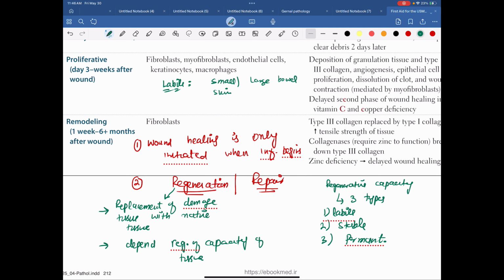Then after that, we also have the bone marrow. Bone marrow is an example of labile tissue. In the bone marrow we have the hematopoietic stem cell. These are the tissues which have the ability to regenerate. So these are the examples of labile tissue.